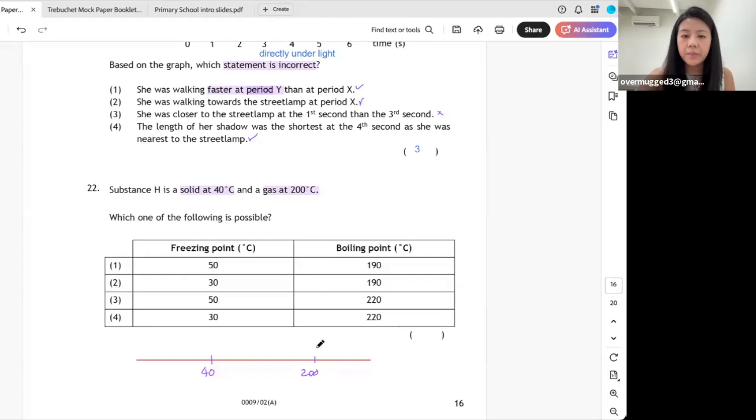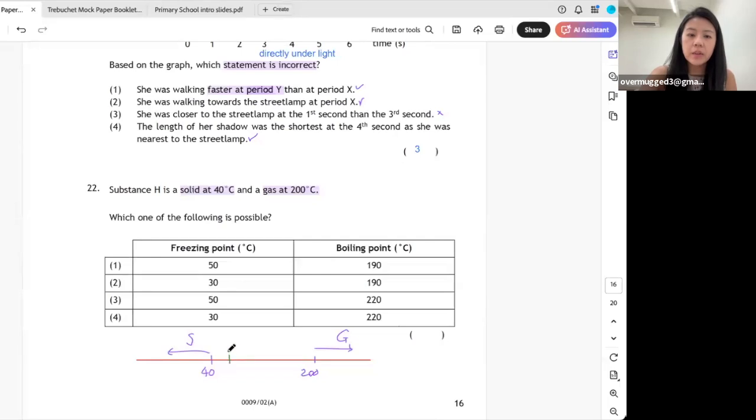Okay. Anything beyond this point, at least what I can tell from the statement, is that it's going to be a gas. Anything below this would be your solid. Okay, so now let's see the options that we have. If you are at 30 degrees or 50 degrees Celsius, 50 would be somewhere over here. Let me use a different color to represent this. 50 would be somewhere over here.